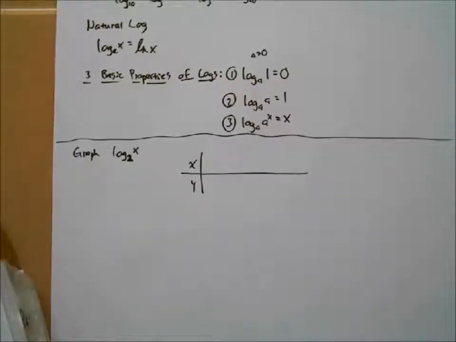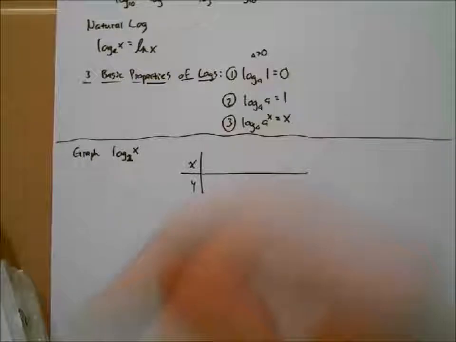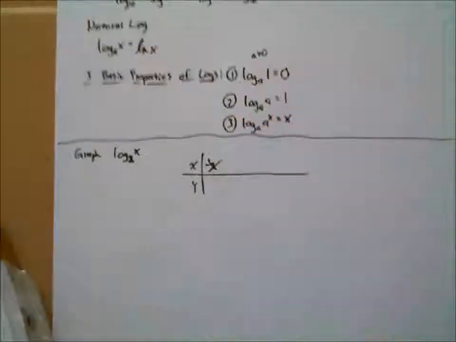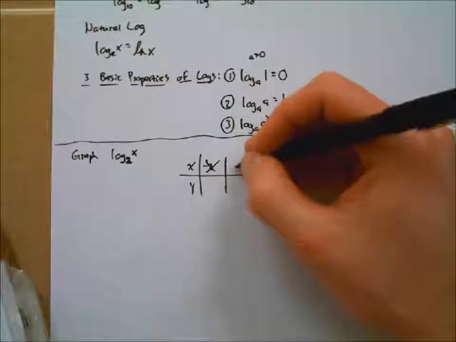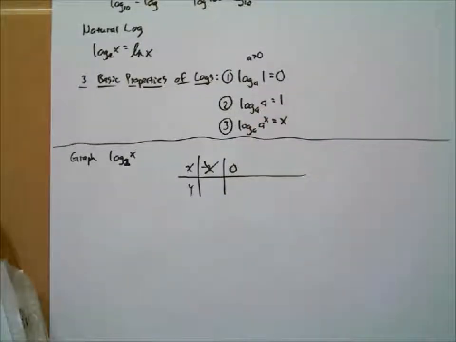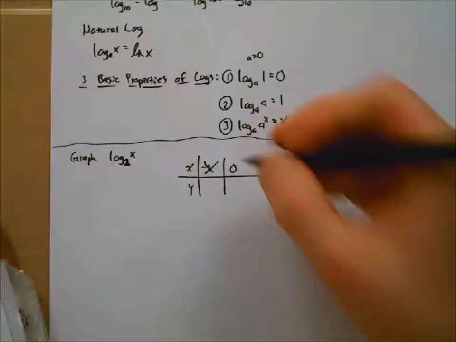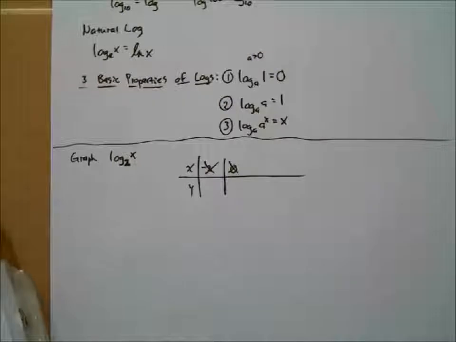Yeah, the answer is no. So we cannot take the logarithm of negative values. All right, can't do negative. But what about 0? 2 to what power gives me 0? Can you raise a number to a power and get 0? No. So we won't be able to evaluate the logarithm of 0 or the logarithm of negative numbers here.